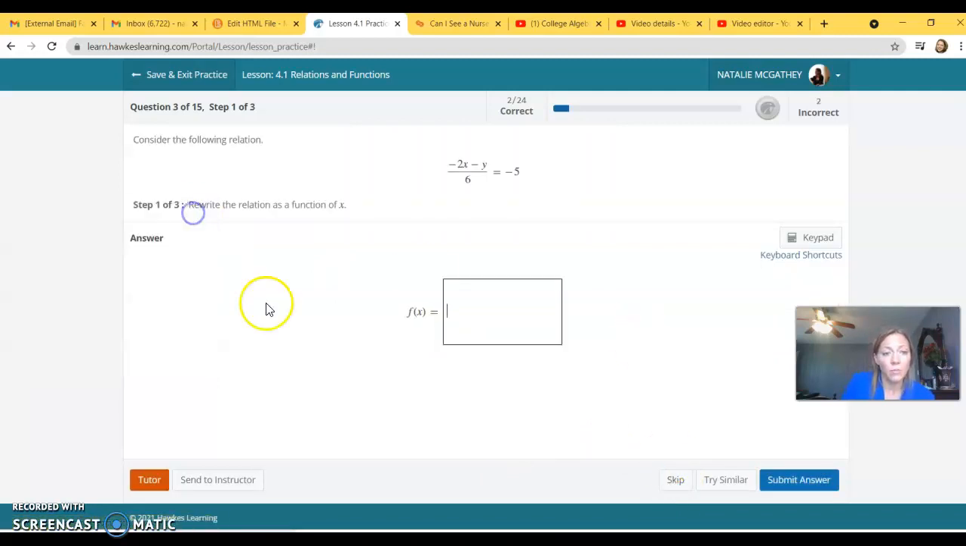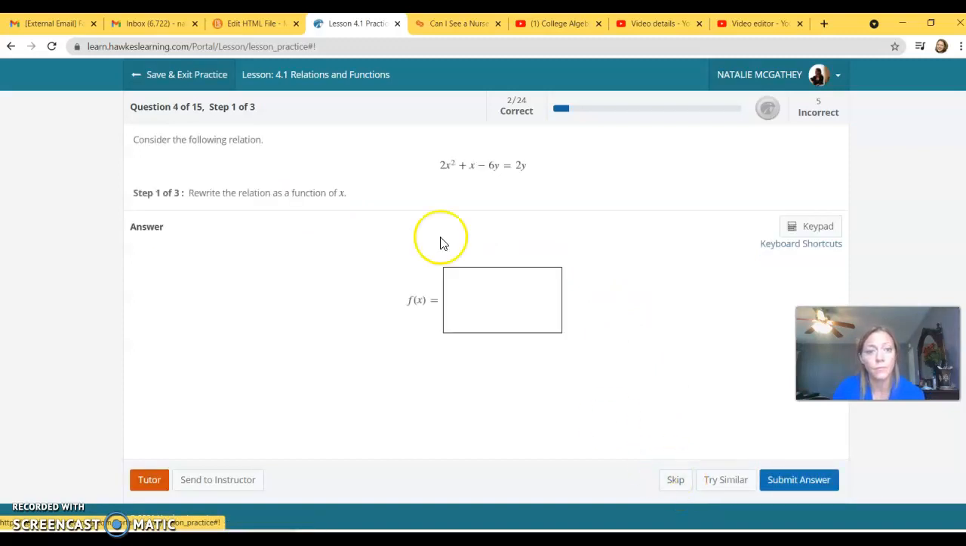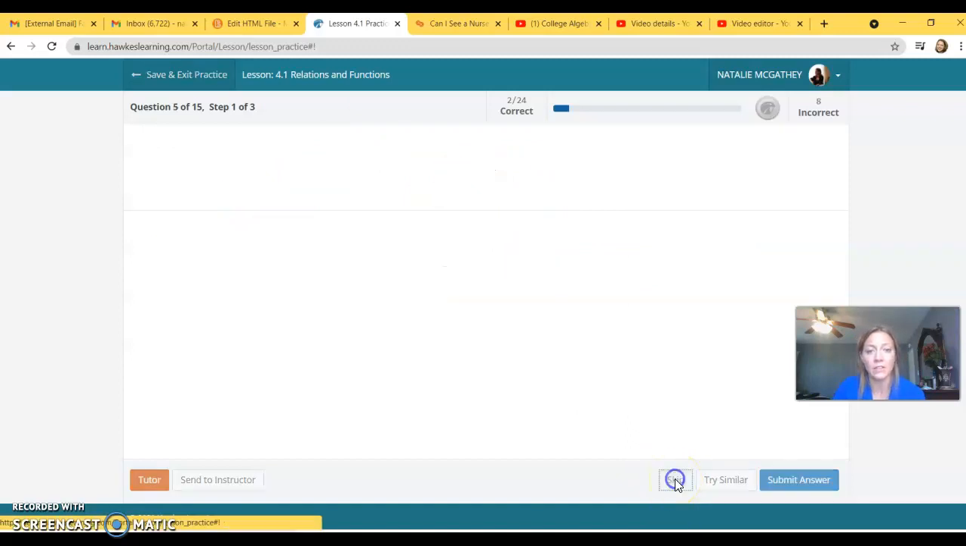All right, and for this problem, rewrite the relation as a function of x. You might be asked if it's a function, and if it is, write it as a function of x. Notice they already wrote f of x for you. On the right hand side, you're going to solve for y, get y by itself, and then write what's on the other side of the equal sign. Then in the next step, you may have to write the domain and the range. All right, same thing here. If you're able to, write it as a function of x.